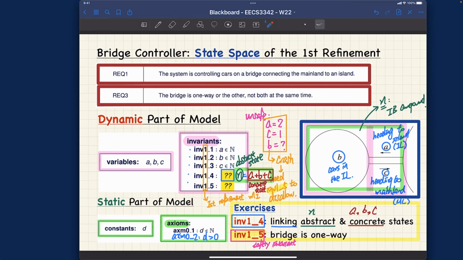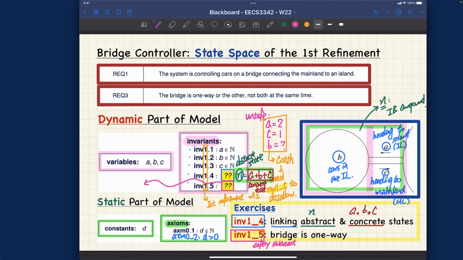Having the breach one way is not really a concern for the initial model, because in the initial model we don't have the notion of breach. But now in the concrete model, in the first refinement, we need to specify this, to say either we go this way or we go this way. How do we specify that? Let me make some space over here. This is what I want to write: invariant number 5.